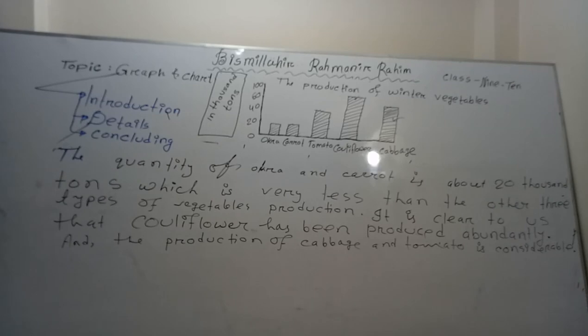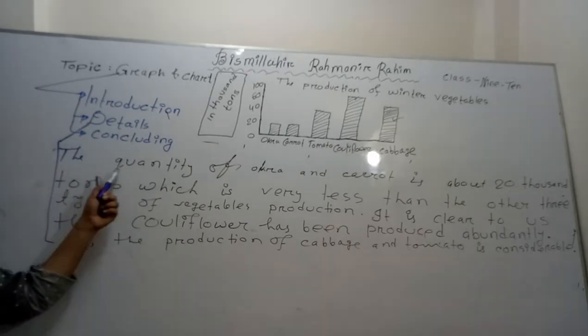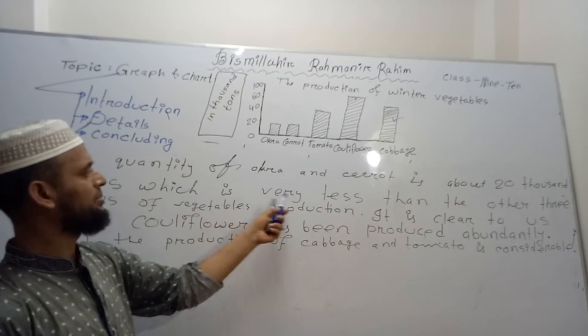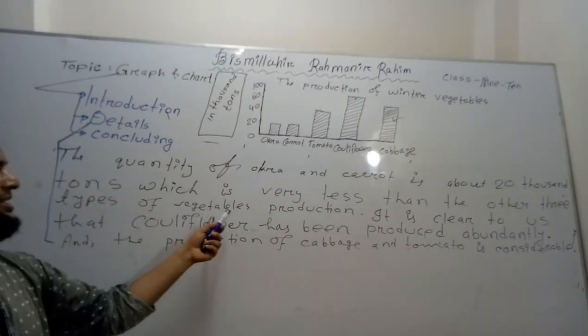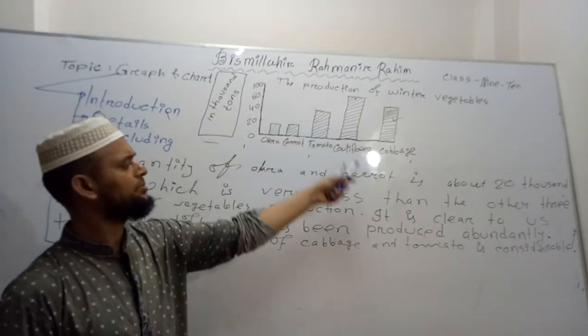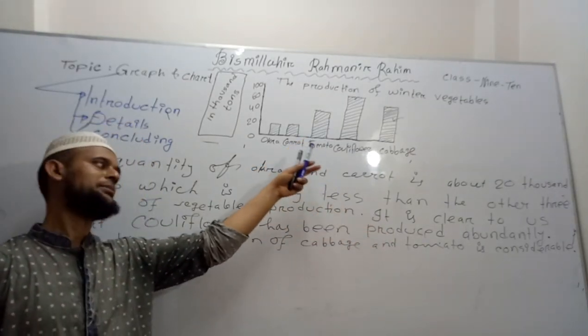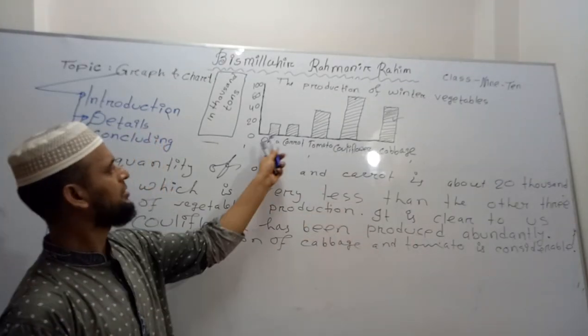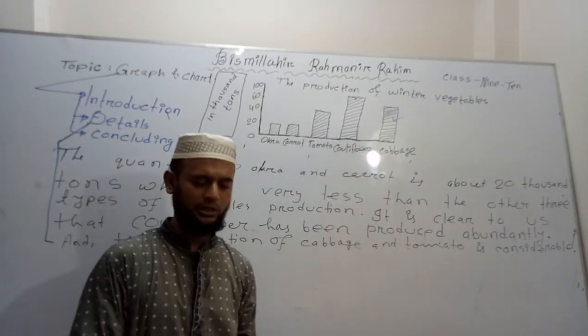So my dear students, this is the description finished. We have finished the description. The quantity of okra and carrot is about 20,000 tons, which is very less than the other three types of vegetables' production. It is clear to us that cauliflower has been produced abundantly, and the production of tomato and cabbage is considerable.